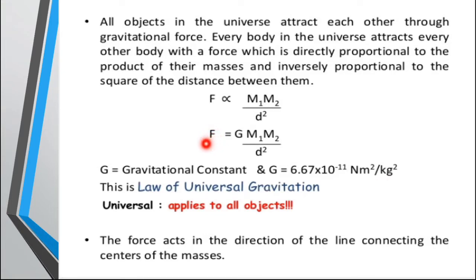From this formula you can see that F is the force of gravity, G is the universal constant of gravitation, m1 and m2 are the masses, and d is the distance between the centers of these two masses. The value of G is so small that we cannot feel the gravitational force.